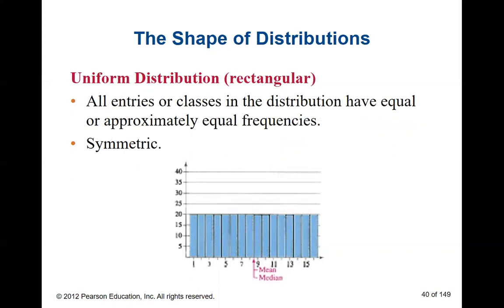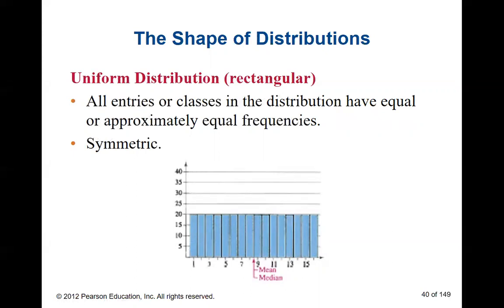Now, this is also symmetric, but what do you notice about these bars? They're all the same height. So this would be if you collected data, and let's say you were asking some question about, maybe, what's your favorite number? I don't know, something very random. But let's just say somehow we got 20 who said 1, 20 who said 3, 20 who said 5, and so forth. And every one of these numbers had exactly the same frequency.